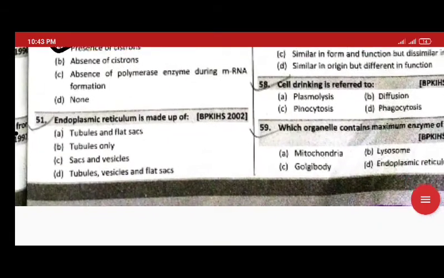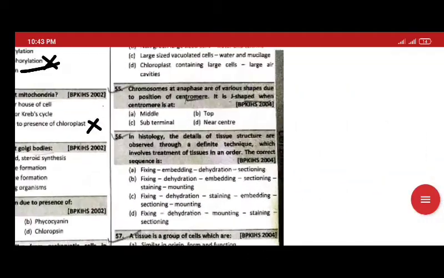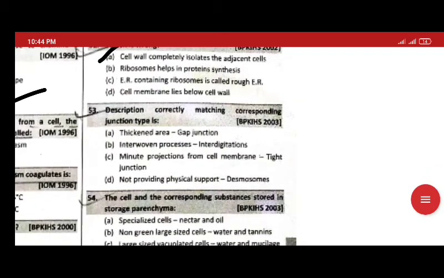Other we have 51, endoplasmic reticulum. So endoplasmic reticulum is mainly made of what? This all. So D is the right answer. Now we have what is wrong. So wrong: cell wall completely isolated the adjacent cell. So cell wall does not isolate the adjacent cell, because adjacent cells are divided by the middle lamella.